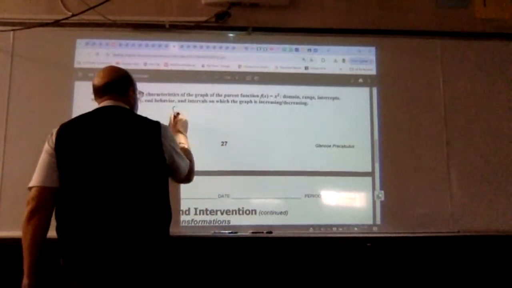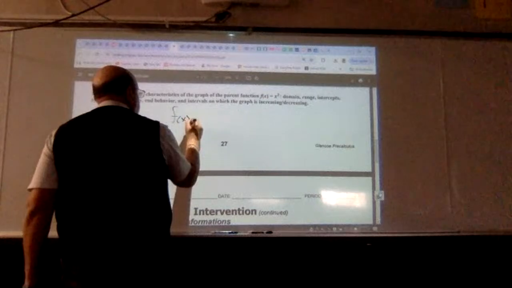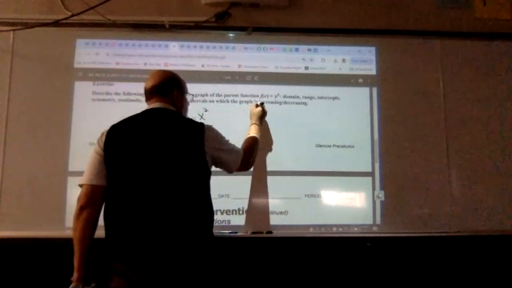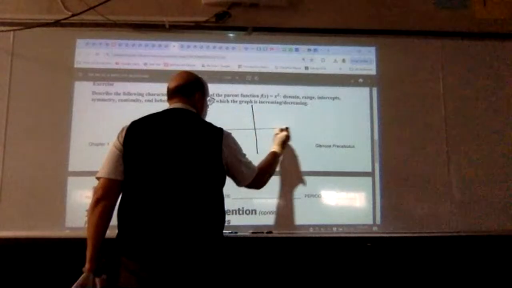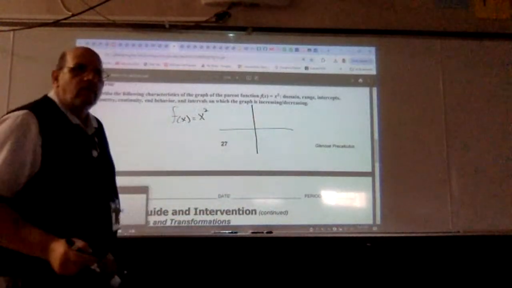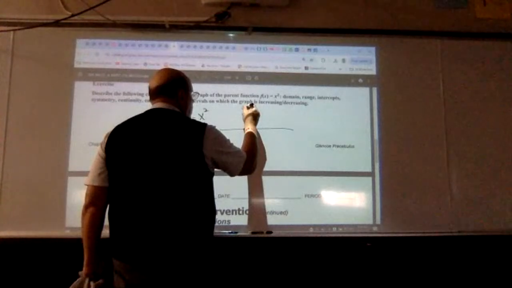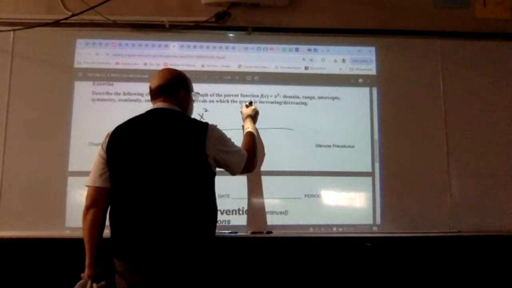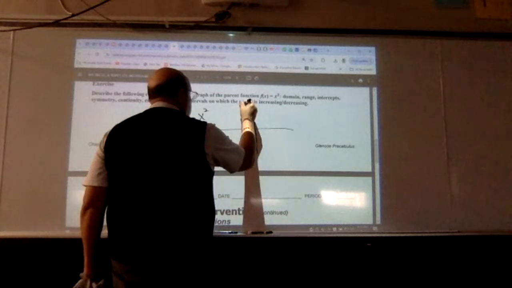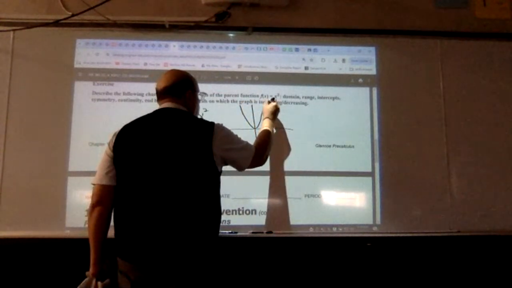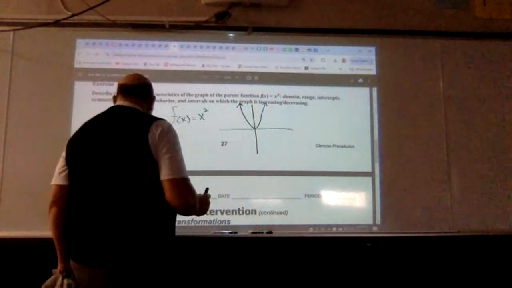Here's my function. My function is f of x equals x squared. Remember what that looks like? Look at your notes. What does that look like? Quadratic. Cubic. Nope. It's the U parabola. It is the parabola. All right. So let's talk about it.